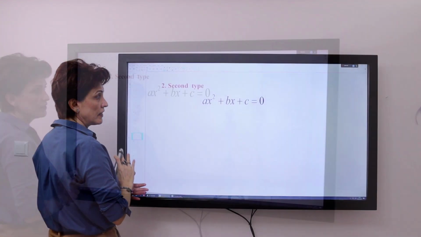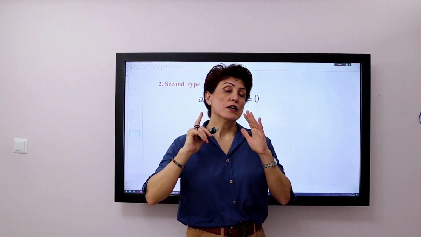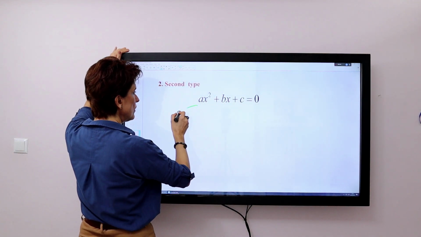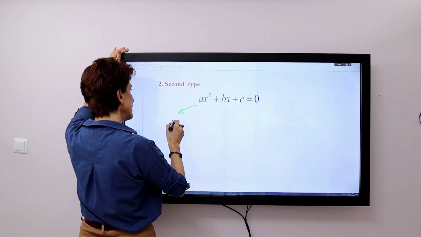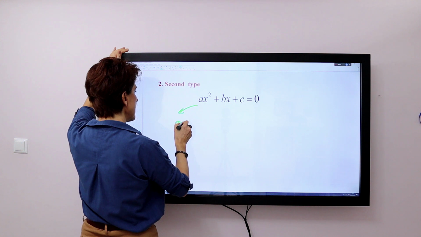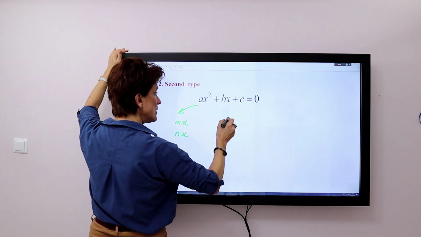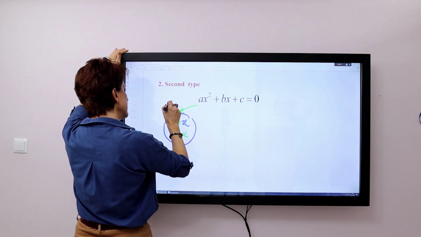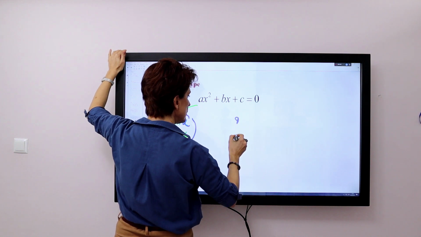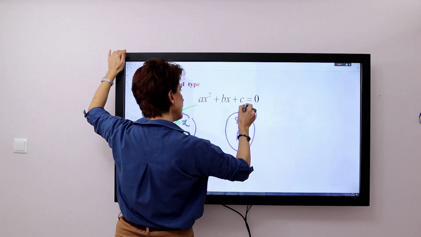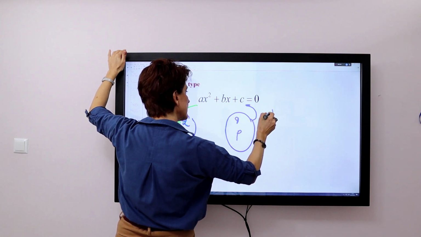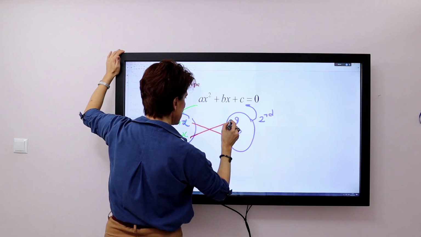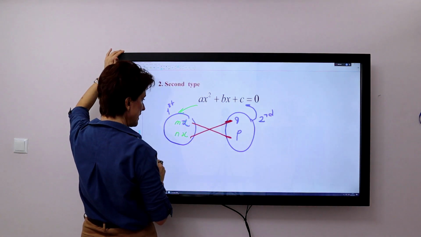To factorize the second type, we need to satisfy 3 different conditions. Okay? We need to find 2 different terms. The product of those 2 terms has to give us ax squared. I'm choosing mx and x here. This is the first condition. Okay? The second condition is, we need to find 2 different numbers. The product of those numbers has to give us c. This is the second condition. The third condition is, the sum of the cross products has to give us the middle term, which is bx.